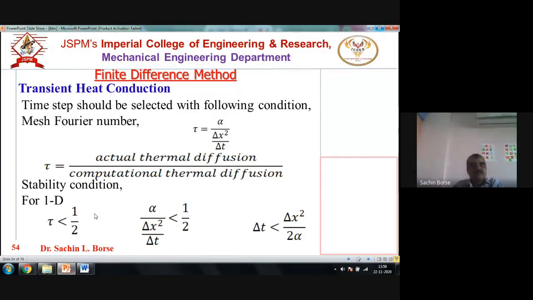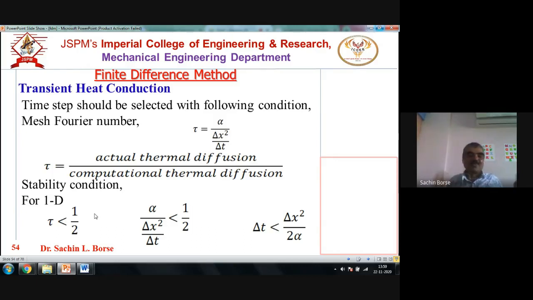Here we define what is called the mesh Fourier number, denoted by tau. If you see the equation, tau is alpha divided by delta x square by delta t. The unit of alpha, the thermal diffusivity, is meter square per second. Similarly, the quantity below alpha, delta x square by delta t, has the same unit. So I call alpha the actual thermal diffusion, and I call delta x square by delta t the computational thermal diffusion.